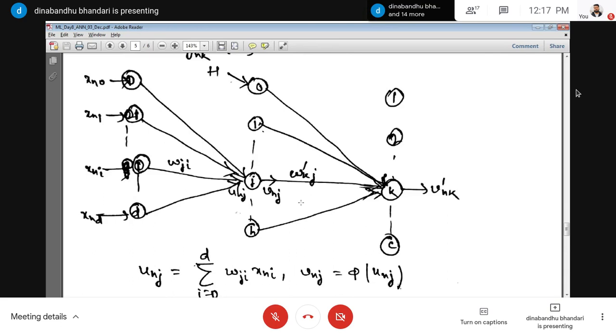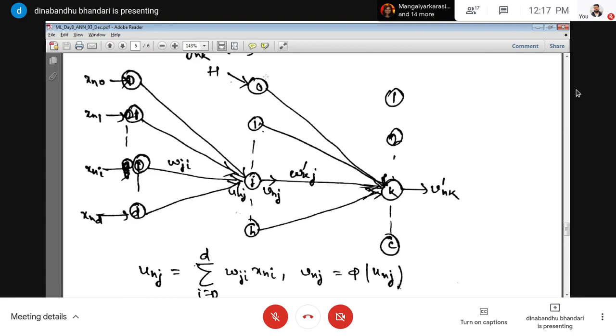Here there will be two sets of weights. One is W_ji, another one may be W dash_kj, W and W dash. W_ji is the weight associated with the connection connecting ith input node to jth hidden node. W dash_kj is the weight associated with the connection connecting jth hidden node to kth output node.